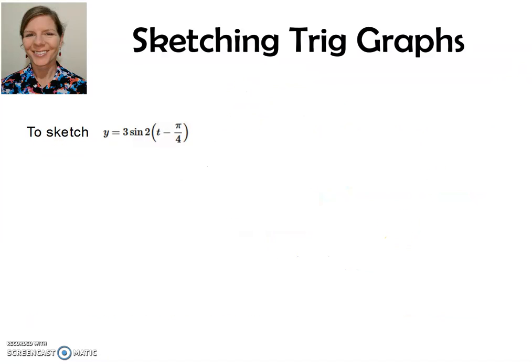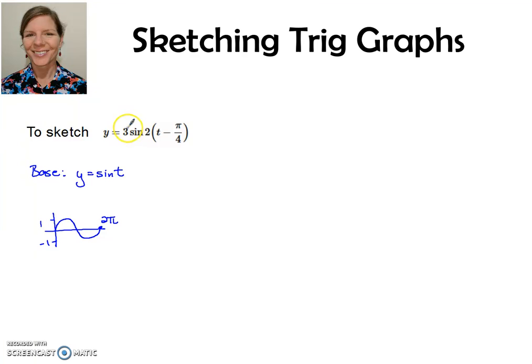So to sketch this, what I always start with is the base graph. Your base graph is y equals sine t. The reason I like to do this is to get the shape, my starting point, so I know that it starts at 0, it goes like this. That's 2 pi there, I know that's 1, that's minus 1. So this is my base graph. Now I'm going to apply transformations to it.